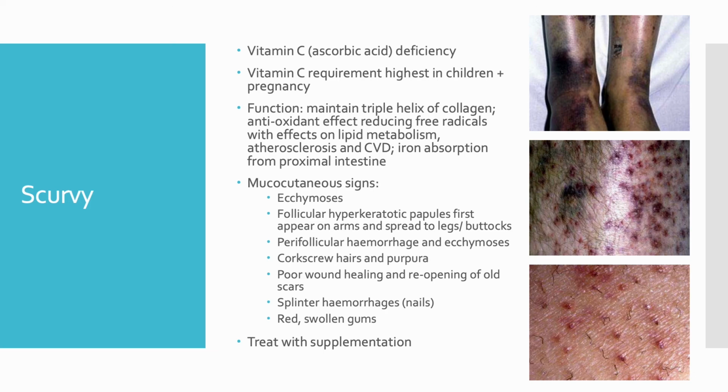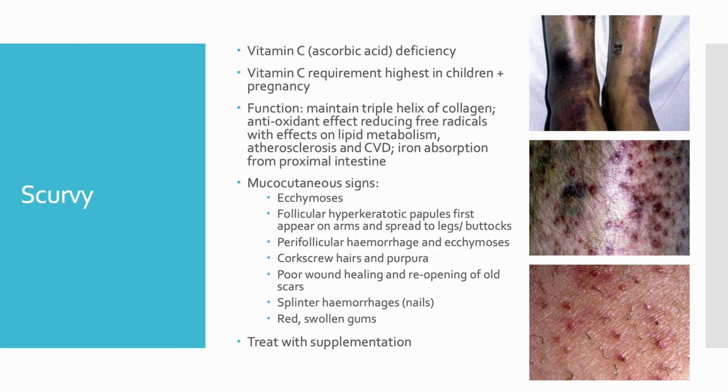The function of vitamin C is to produce normal collagen, and if there's inadequate intake, the following cutaneous signs can be seen. Bruising is very common, particularly on the lower legs. Another common sign is that of follicular hyperkeratotic papules, which tend to occur on the legs and buttocks. Often there is perifollicular hemorrhaging. One of the more frequent signs found is that of corkscrew hairs.